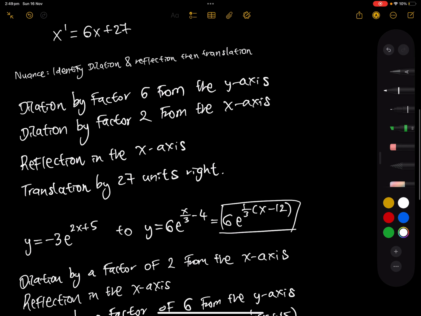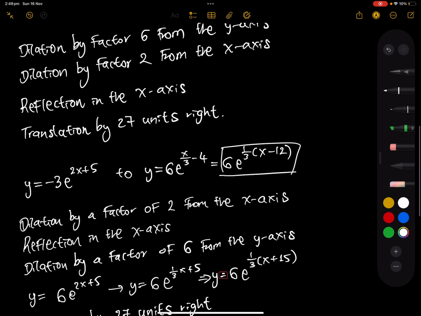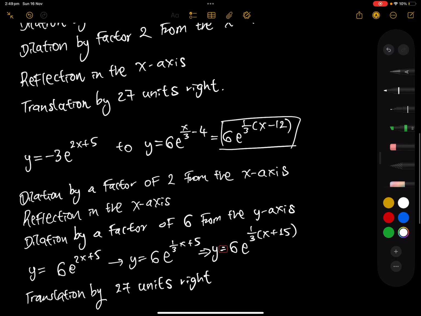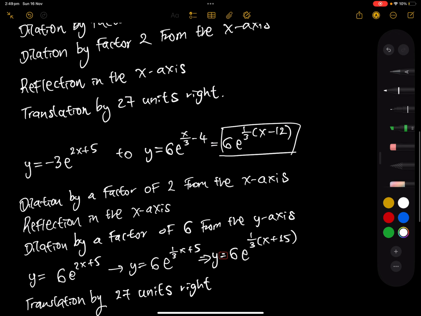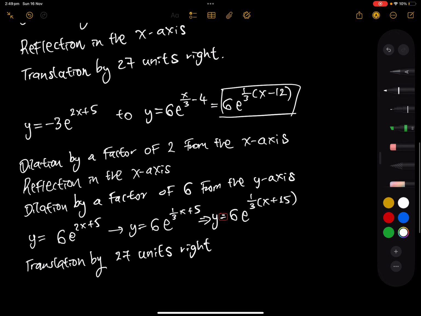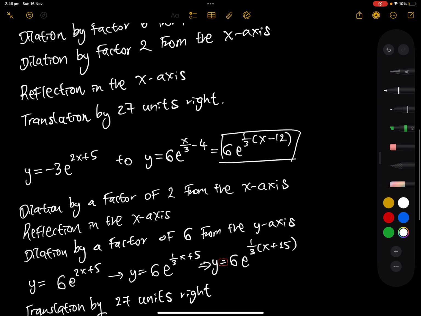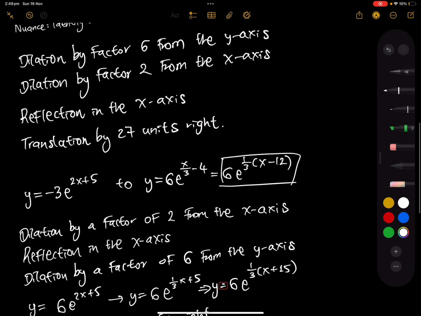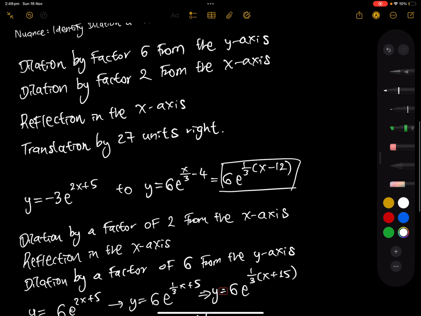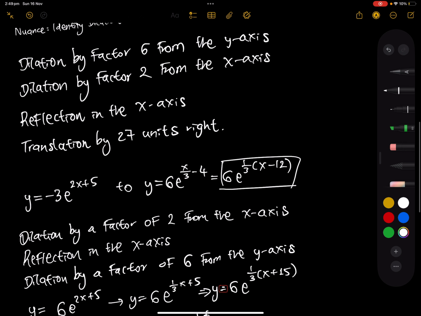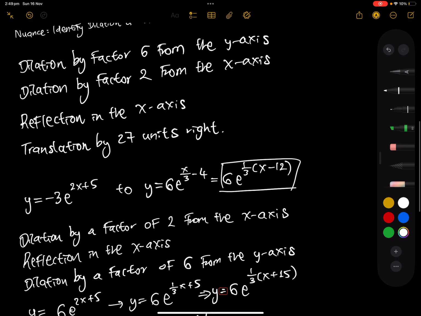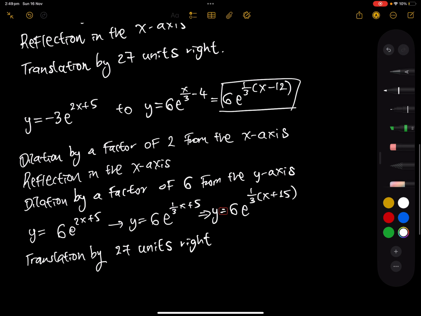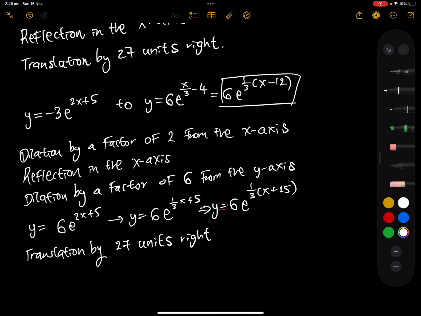And as you can see, we ended up with the same transformations, the same dilation. Yep, they're all the same. We have a dilation by a factor of 6 from the y-axis, reflection in the x-axis, and a dilation by a factor of 2 from the x-axis, and then a final translation by 27 units, right.